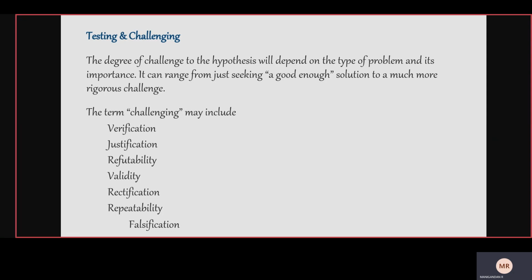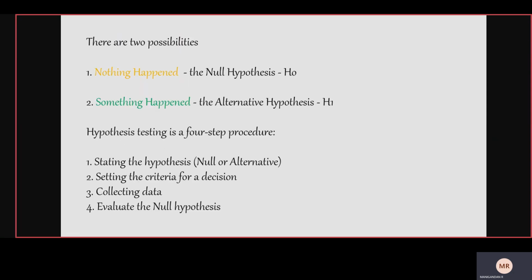And verification: what does verification mean? Before sending any manuscript to the journal itself, you need to verify whether it is very good or bad. So you need to show it to your supervisor, and then you need to send it to the final journal, whatever journal you are sending your manuscript to. Next thing is, there are two possibilities: nothing happened, something happened. So in a real life situation, you need to take that.